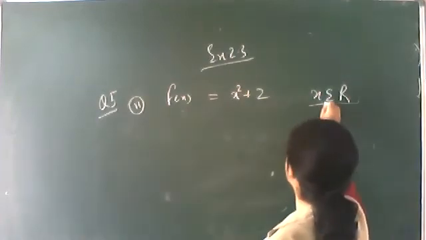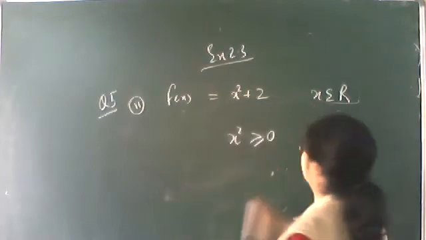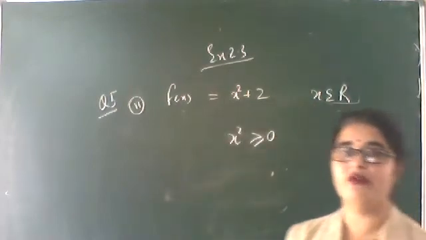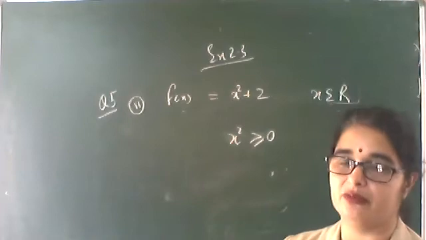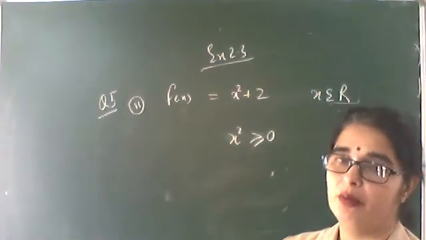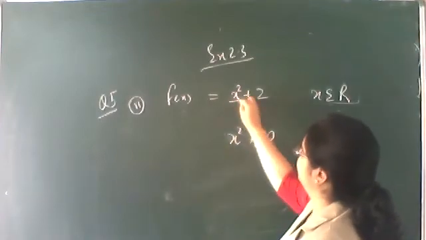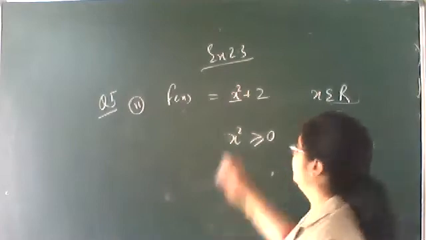So if x is a real number, that means x square will always be greater than or equal to 0. Is it clear or not? The square of any number is always positive, or if x is 0, then it will be 0. So we can write x square is greater than or equal to 0. Clear?